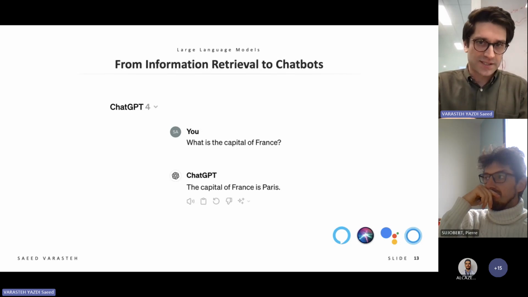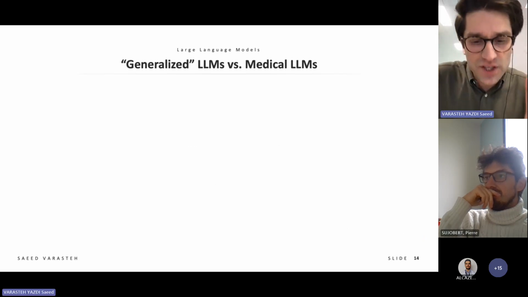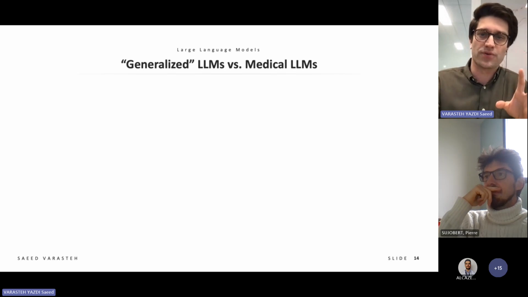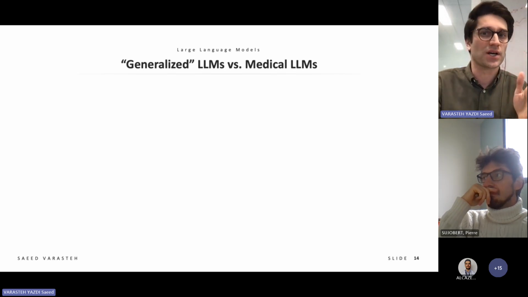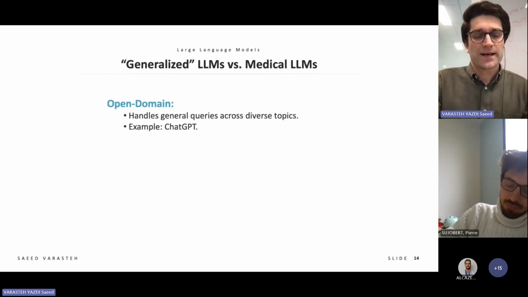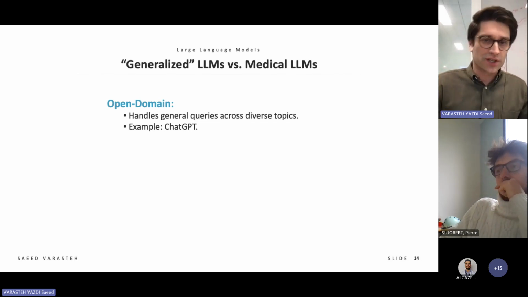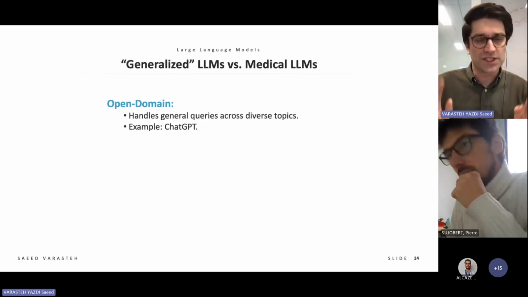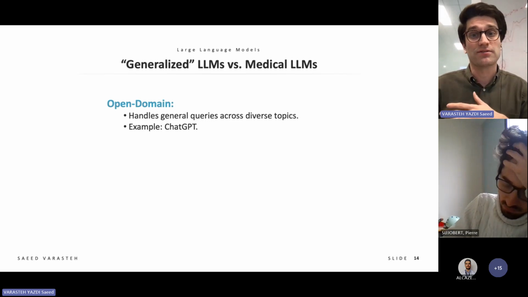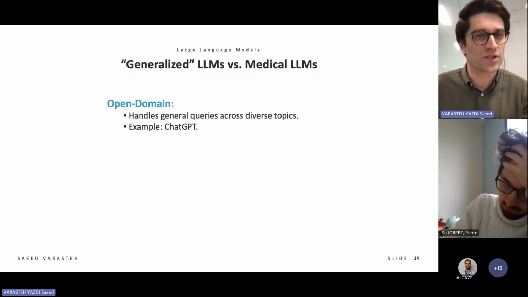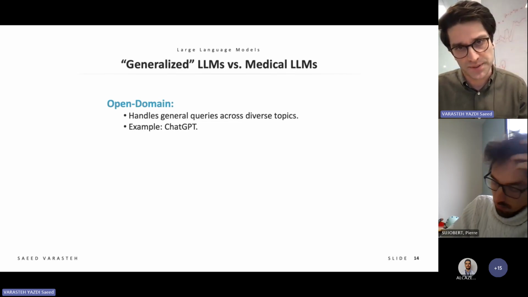Now the question is this: can we use these models for specific domains? Can we use them, for example, for domains like the medical domain? To answer it, we need to understand something. Models like ChatGPT, what we call open domain generalized LLMs, have been trained on various data sources, from different data sources on different topics.